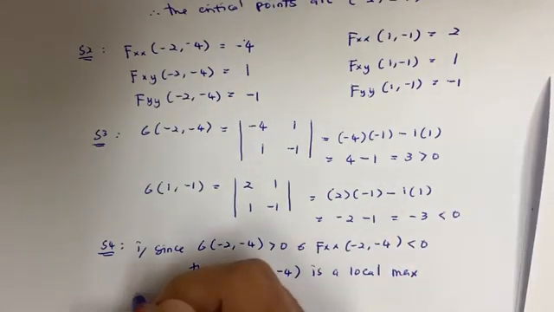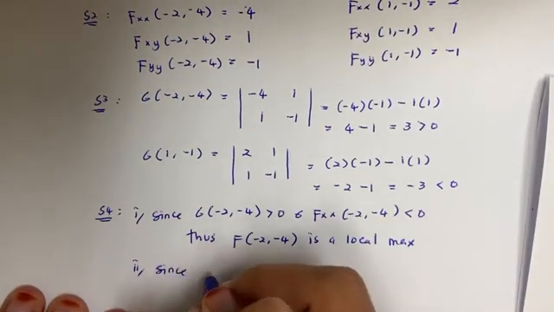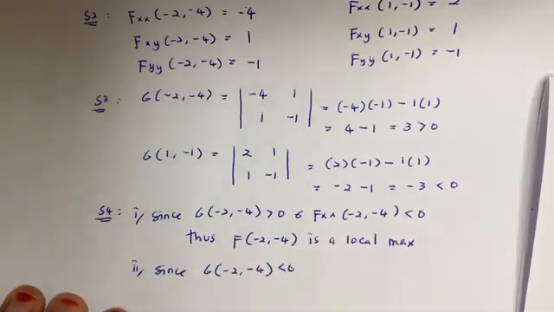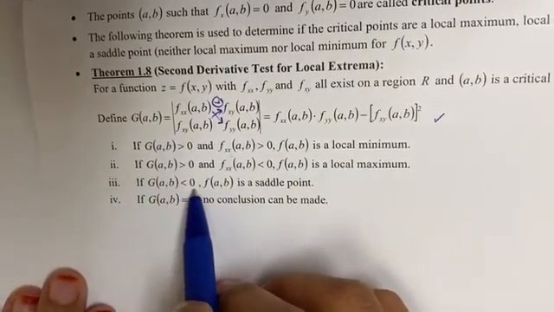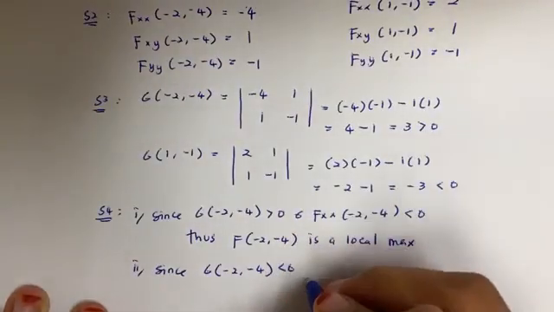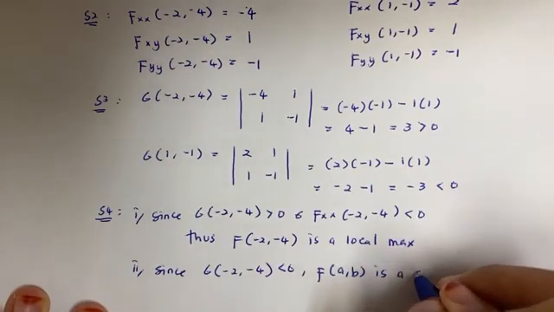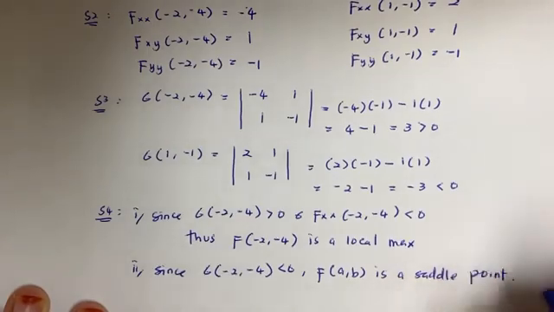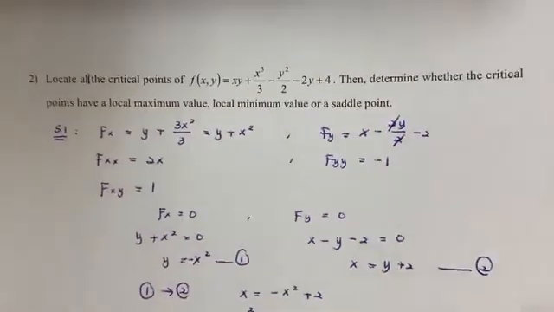And then the second conclusion, for the second critical point: since the g is less than 0, automatically the point is a saddle point. Okay, so this is how we solve for the local maxima.